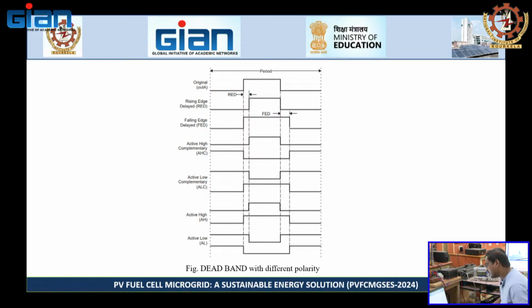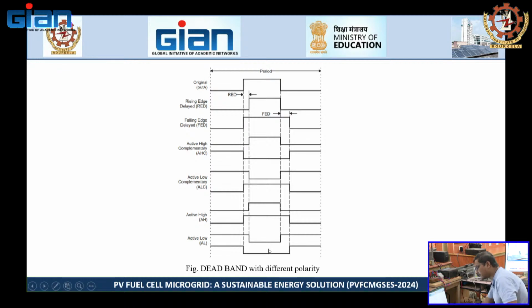As I said, there are four different types of deadband polarities: active high complementary, active low complementary, active high and active low. Based on this diagram we can set which deadband is suitable. In case of inverter, let's first take active low. When the switch is turning off, the other switch will also be turned off, with a gap of rising edge delay and falling edge delay.